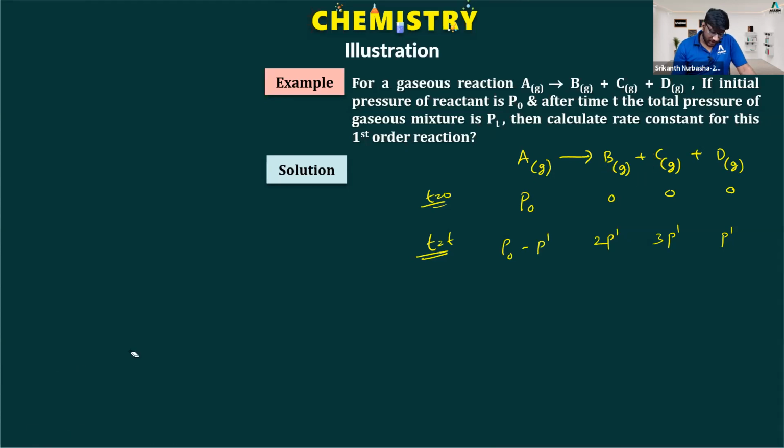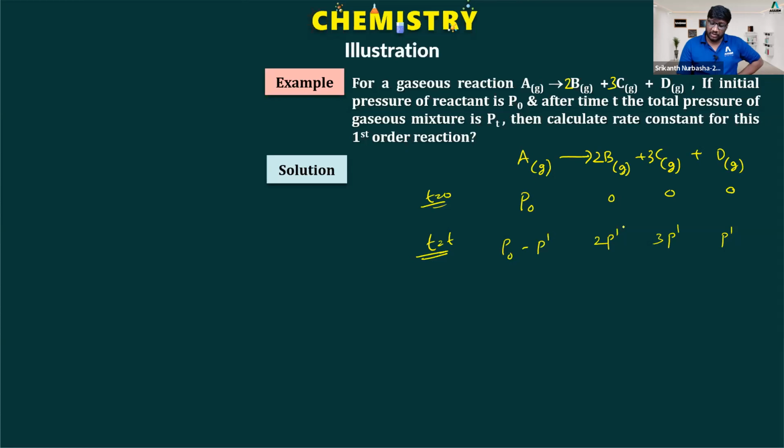Or let us change the equation. Can we change the equation to 2 moles of B and 3 moles of C? Can we change it? Because B, C, and D all being 1 mole makes a simple scenario. Let us change the equation: A gas gives 2B gas plus 3C gas plus D gas.